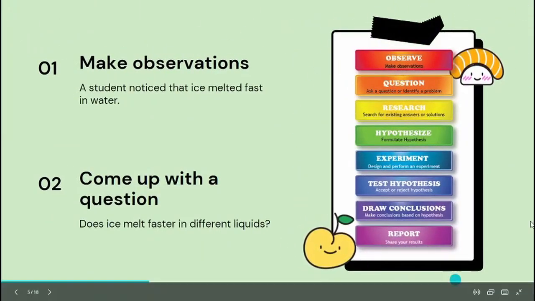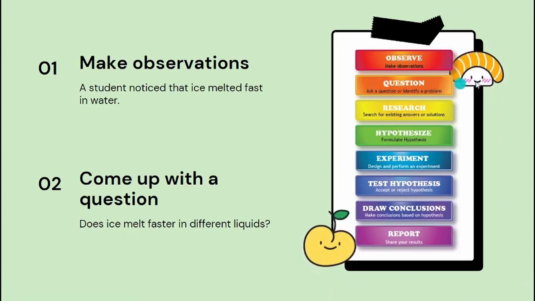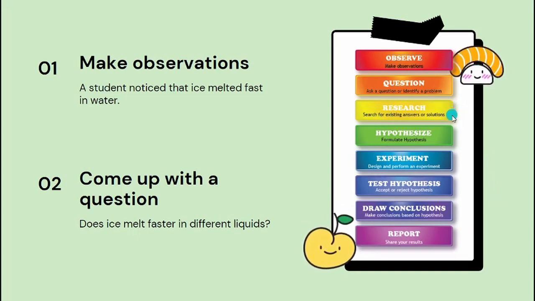On the right side, you can see the step-by-step procedure of the scientific method. So we have observe, question, research, hypothesis, experiment, test the hypothesis, draw conclusions, and then the report. In some cases, you cannot see research. Basically, we only have observation, question, hypothesis, experiment, drawing of conclusion, and the recommendation or the report.